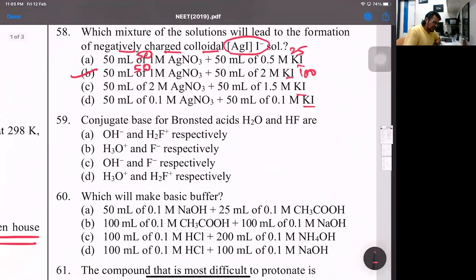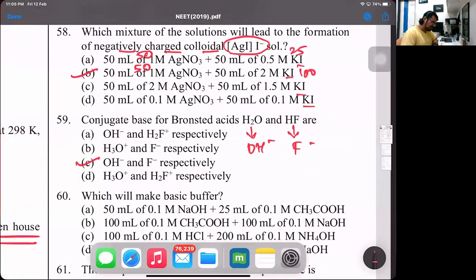Conjugate base for Bronsted acid, water, and HF. Bronsted base is formed after donation of a proton. So water, after it gives H plus, is going to be OH minus. And after giving H plus, here it will be F minus. So you need OH minus and F minus there. So 59, that answer is C. And about conjugate acid base, we know if the acid is strong, its conjugate base is weak and vice versa. So 59 is C.